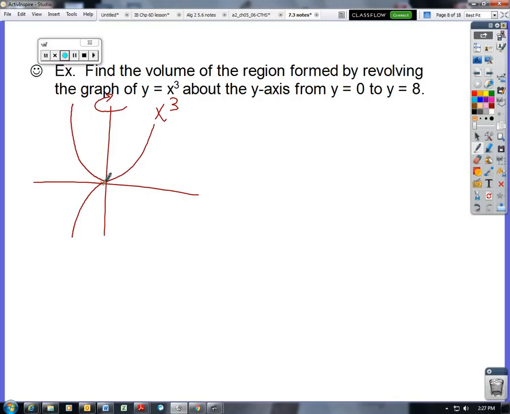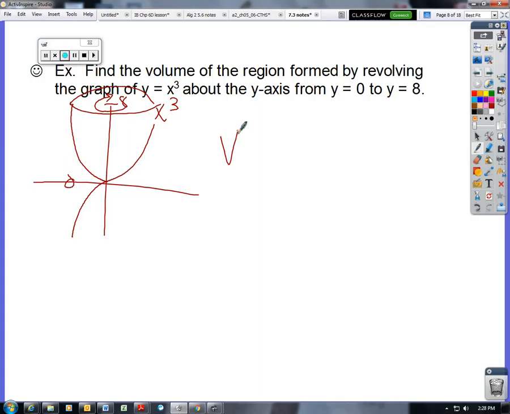And we're going from y equals 0 to 8, so I'm not even going to bother with the bottom part here. And we get this sort of bowl-shaped thing. And we're going to try to find the volume of that. So in order to do that, we need to use the cross-sectional slices.